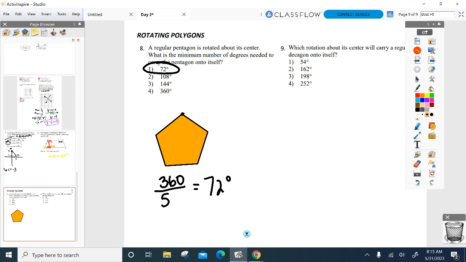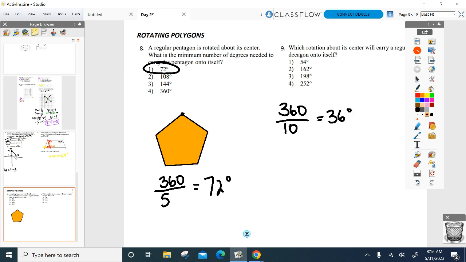It could be as easy as that, but it might get a little trickier with number 9. Now you have a decagon. Ooh, decagon, anybody? 10 sides. All right, way to redeem yourself. 10 sides. So we're going to go 360. Oh, I remember doing these in class. 360 divided by 10. And I end up with 36 degrees, but that's not a choice.